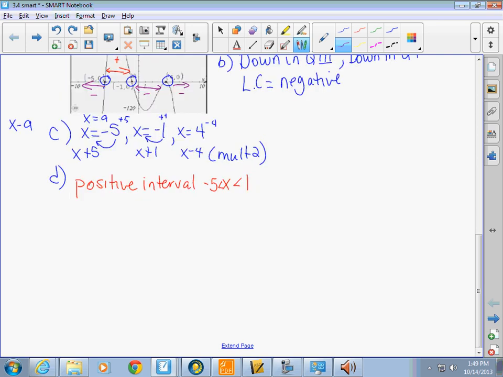So my negative intervals occurred at 3 locations when x was less than, or not equal to, because at -5 it was 0. So when it's less than -5, when it was between -1 and 4, and then again it was negative after 4.